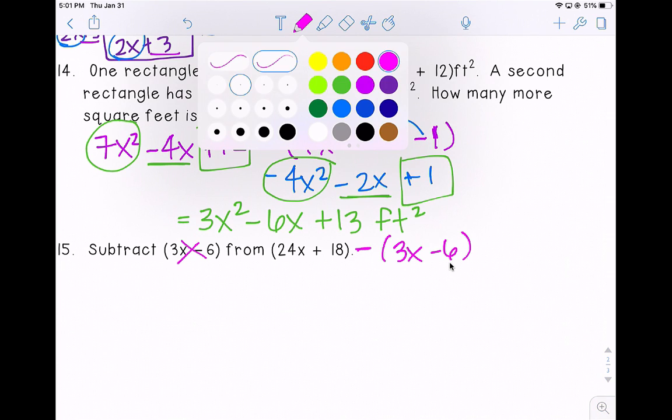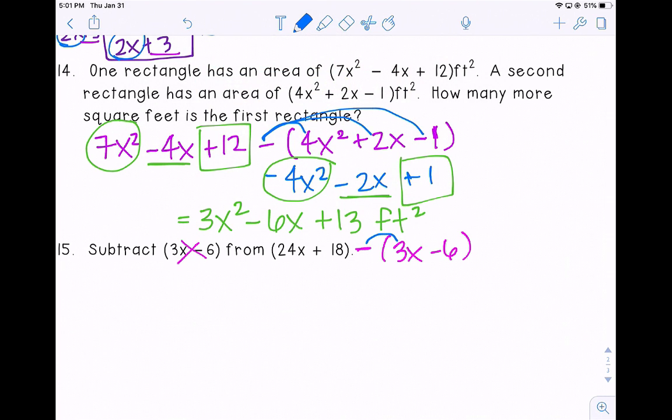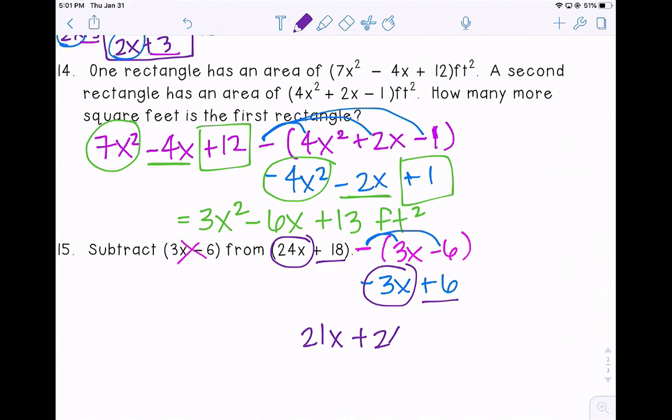One more time, I have a negative here. I would distribute that negative, so that would be negative 3x. Distribute that negative, that would be positive 6. Combine your like terms, so 24x minus 3x would be 21x. And then positive 18 plus 6 would be positive 24. So this is the expression that I get.